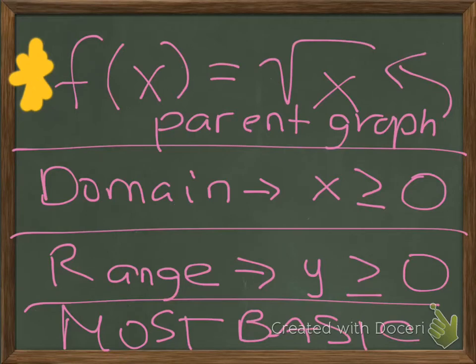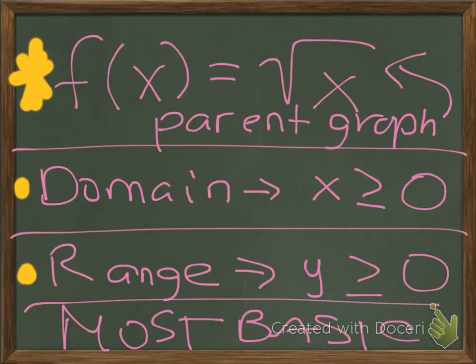So if you think about when we were doing linear functions, when we had f of x equals x, that was the most basic you can get. That's kind of like what this is. So to graph it, we're still going to make a table. If we do have the function in this form, the domain is always going to be x is greater than or equal to 0. And the range is always going to be y is greater than or equal to 0.